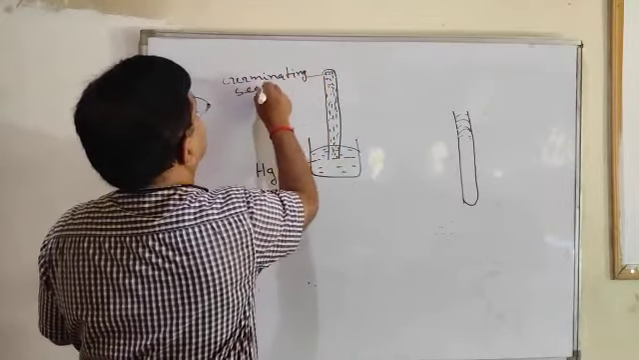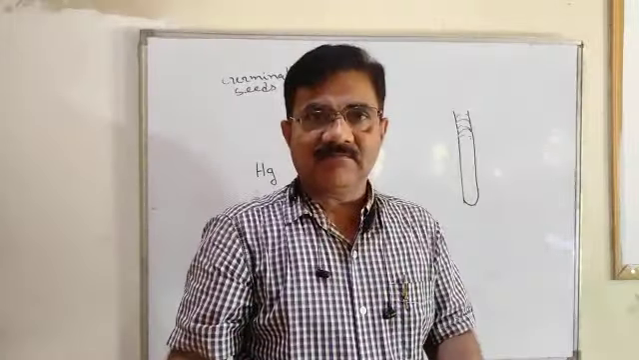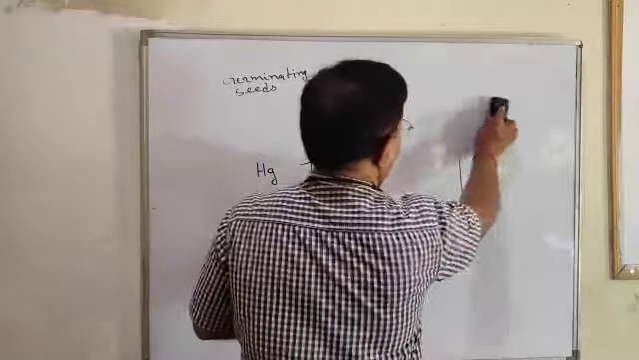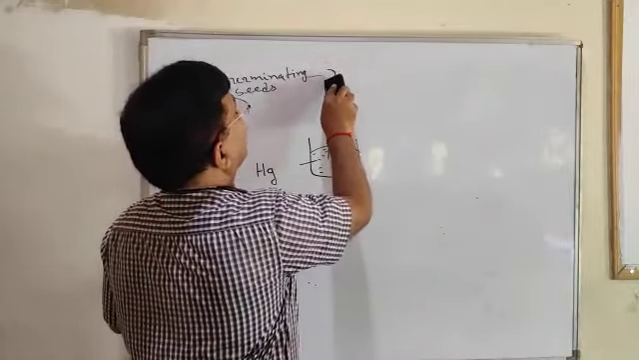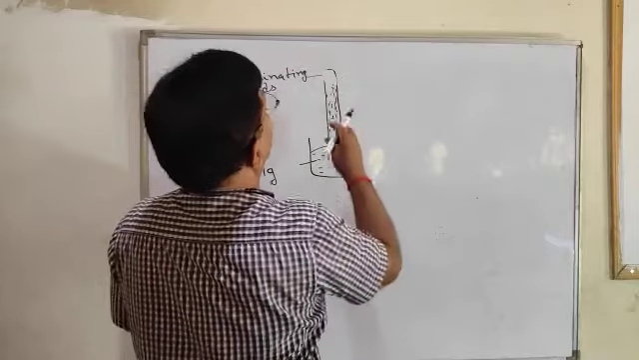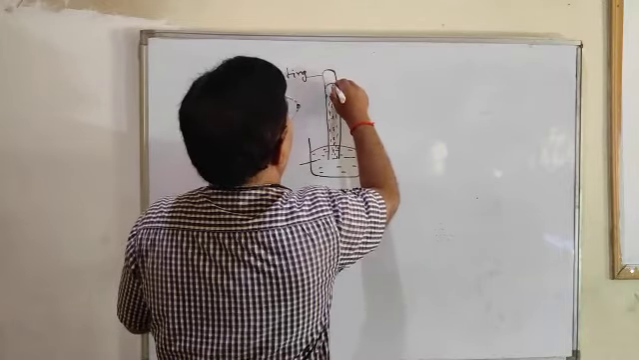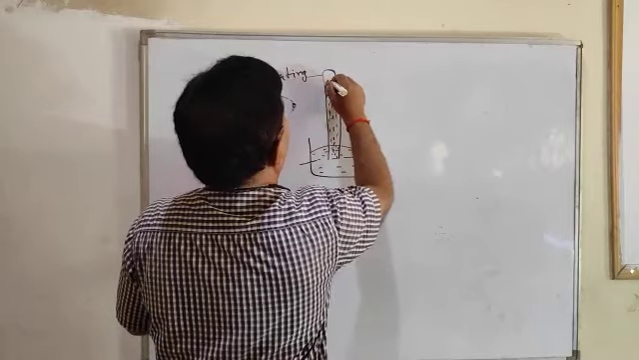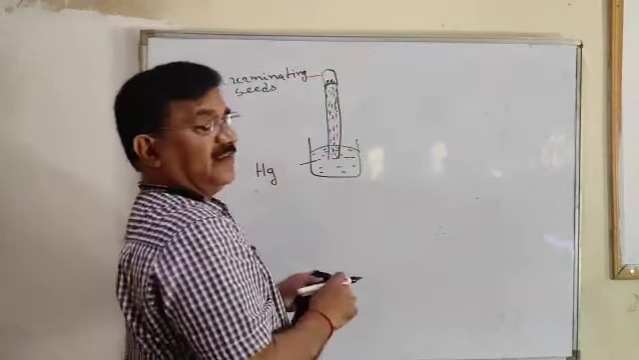Now, leave it for some time, say one or two days. After two days, what will you see? You will see that the level of mercury has gone down. Now the level of the mercury will go here, and this is filled. Here the germinating seed will float, and here some gas is there.